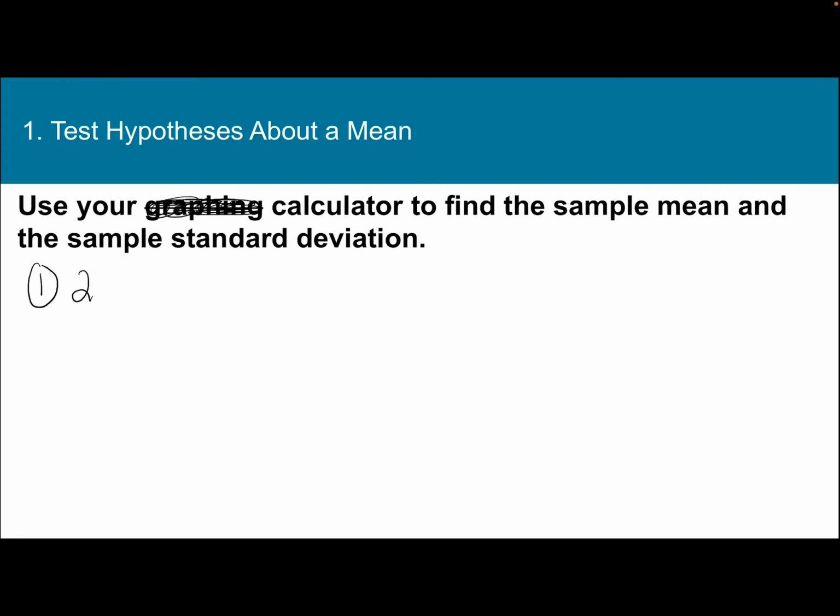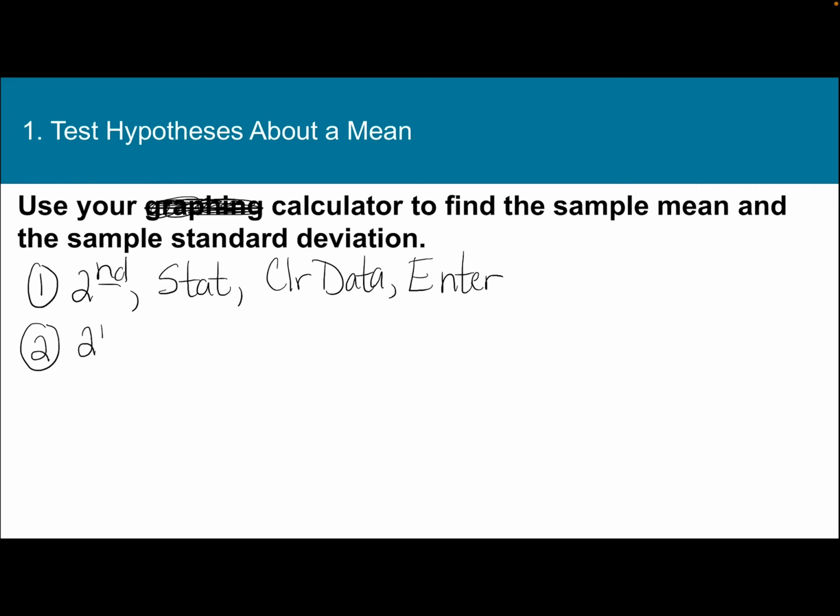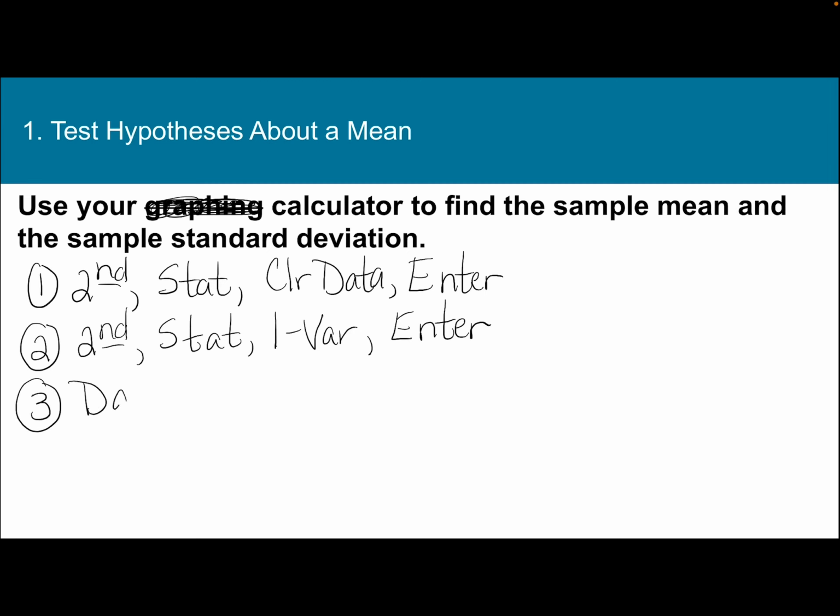First, go to Second and Stat. Scroll over to Clear Data. Always clear out your data first. If you don't clear out your data, you'll mess up your answer. Then go to Second and Stat. We have only one variable here, the wait time. Your data you enter under the data key. You'll have your X1, and you'll type in that X1 from your table on page 4.